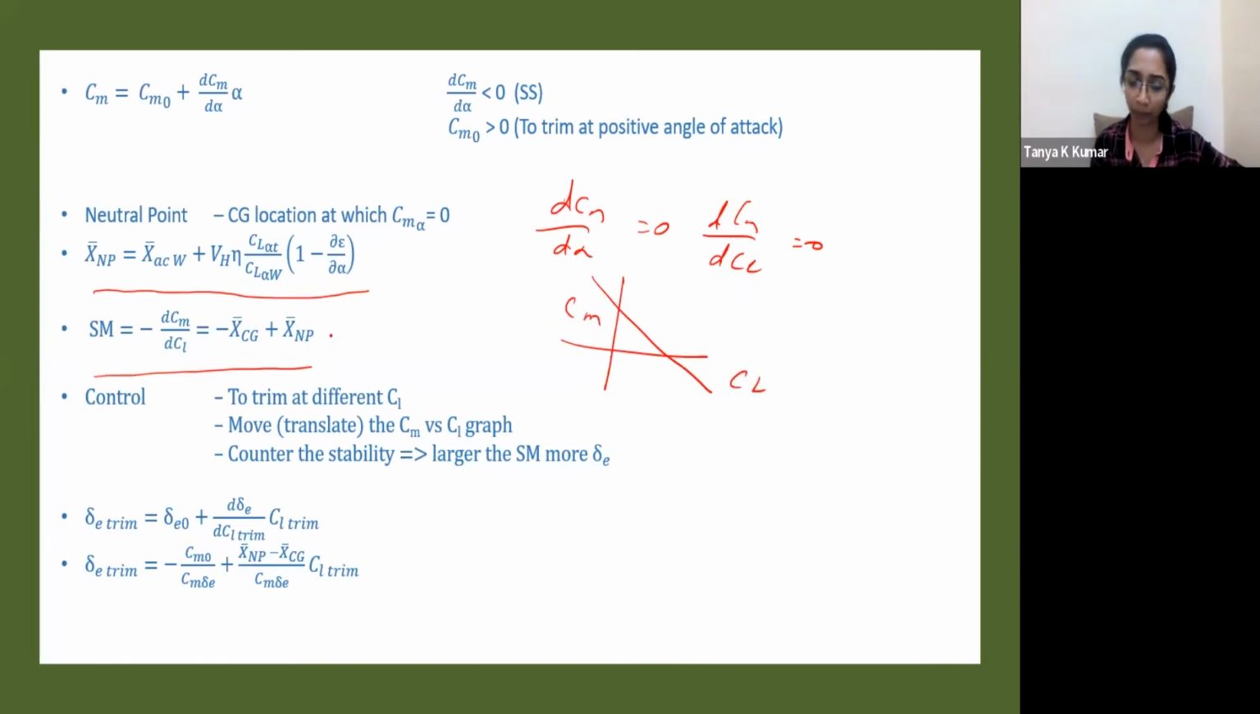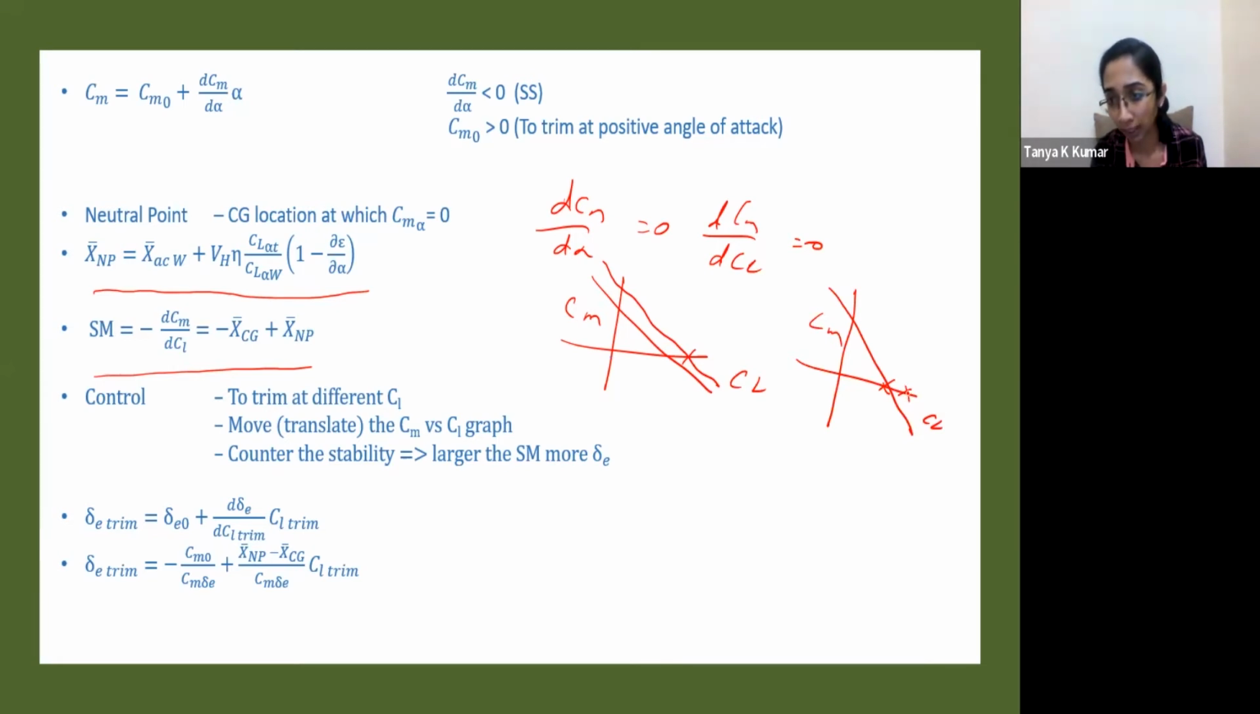Then we introduced the control parameters. Like we had discussed in the beginning of this tutorial, control surfaces were to ensure that you can trim the aircraft at different CL. If you had to trim at a different CL, we just translated the graph as we discussed before. It just translates the graph, does not affect the stability, does not change the slope. Now, what does the control surface do? If this was your initial graph, CM upon CL, you can trim at this CL. If you start flying your aircraft at a lower speed, it moves to this CL.